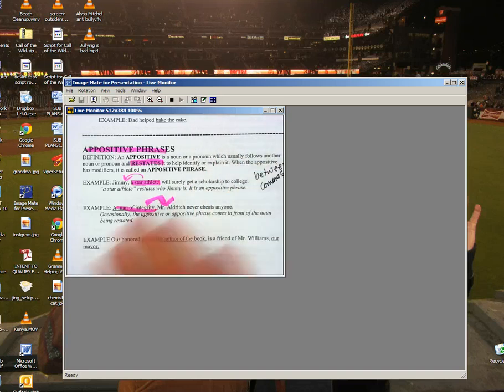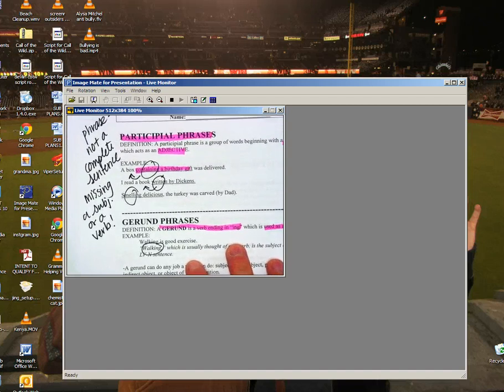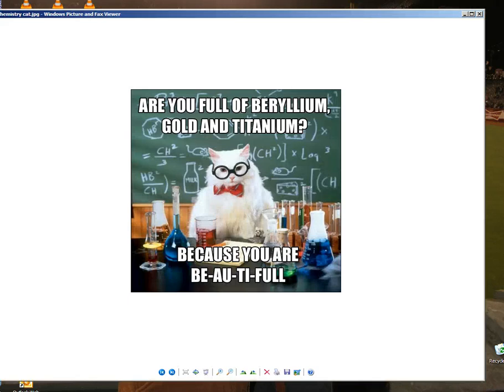Remember, the biggest thing to remember here is a phrase is not a complete sentence. It's missing a subject or a verb. Remember that.